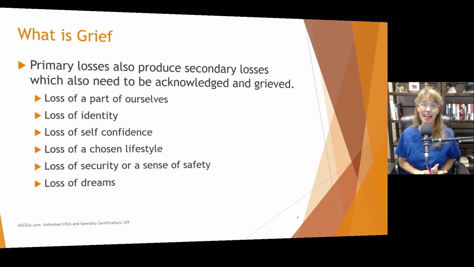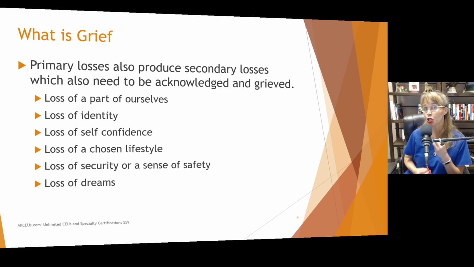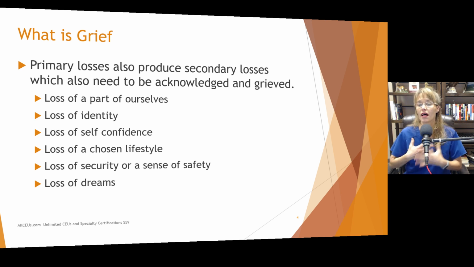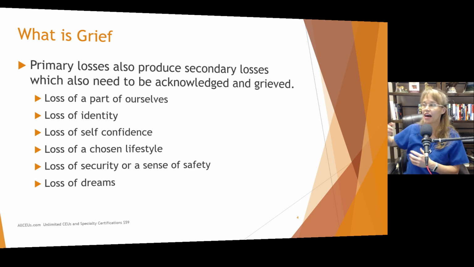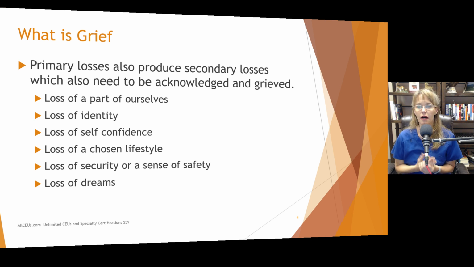Loss of security or a sense of safety just really makes us hypervigilant, and it can make us want to avoid people, places, and things because we feel safer in our own little world. And loss of dreams. When people have dreams and they go away, it can make them feel frustrated and angry. It can make them feel like failures. It can make them fear rejection and maybe even sometimes create a self-fulfilling prophecy because it was like, well, I figured people would like me if I fill in the blank. And now that I know I can't fill in the blank, how am I going to know if people are going to like me?